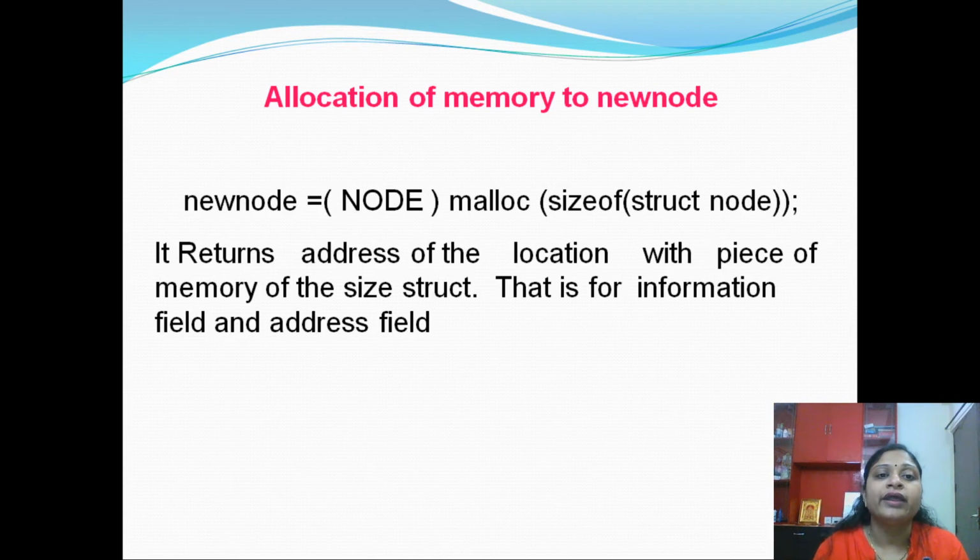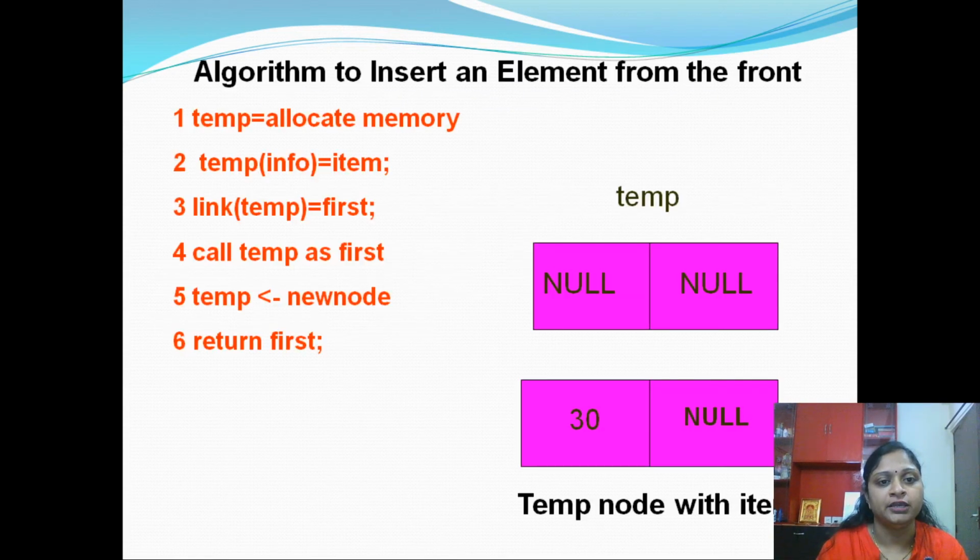So how do we allocate this memory? We can allocate it using the malloc function. It returns the address of a location with a piece of memory of the size of the structure, that is, for the information field and for the address field. That memory is allocated using malloc, and it is assigned to the new node variable. Then this is the algorithm to insert an element at the front.